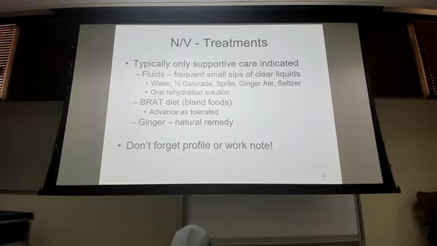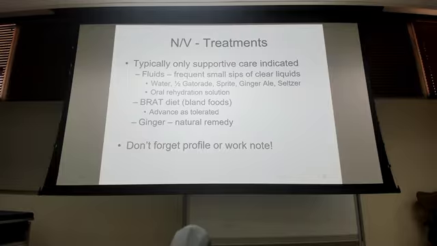Treatment, usually just supportive care. Fluids, oral fluids if they can take it. Right? If they're vomiting up after sips of water and Gatorade, or Sprite, or ginger ale, then obviously we have to start thinking IV. But if they can take oral, it's more patients. Talk to them about a BRAT diet.